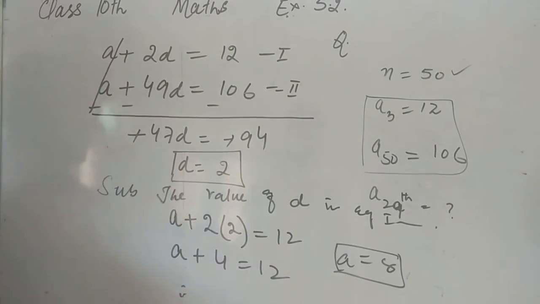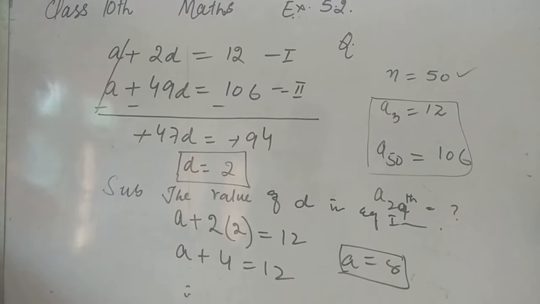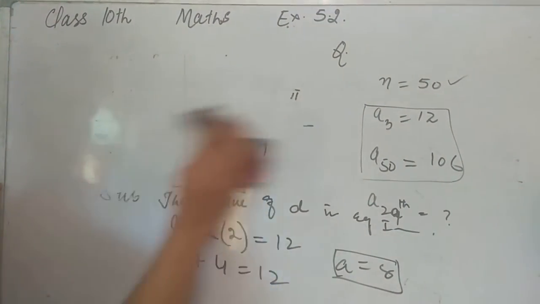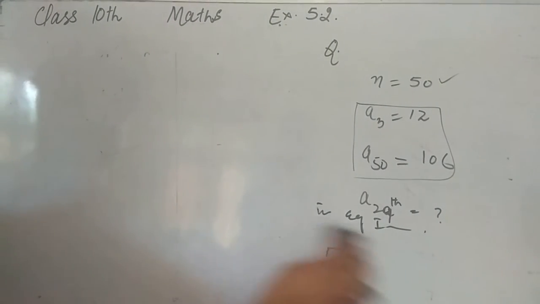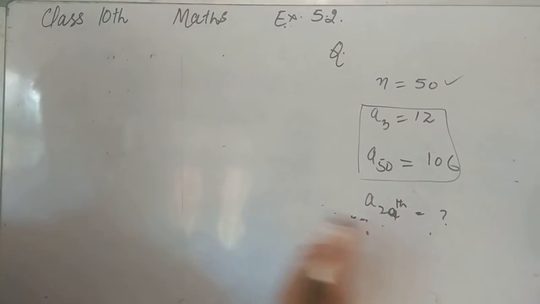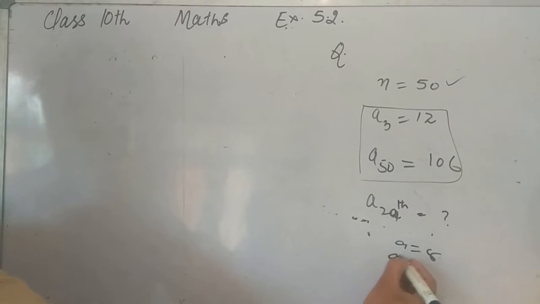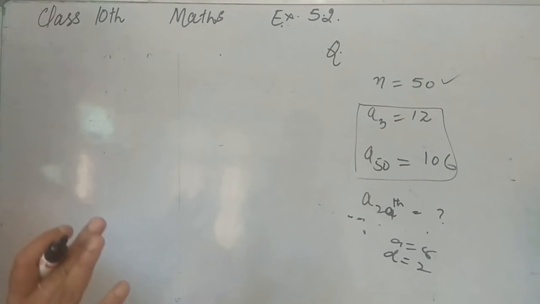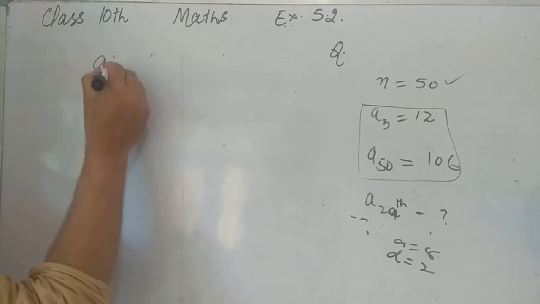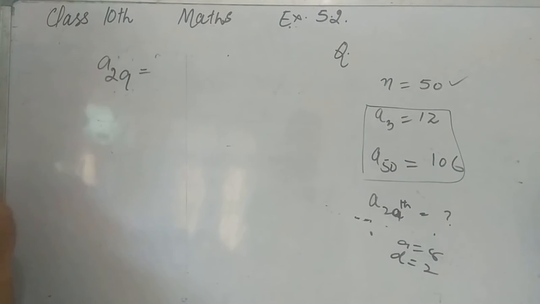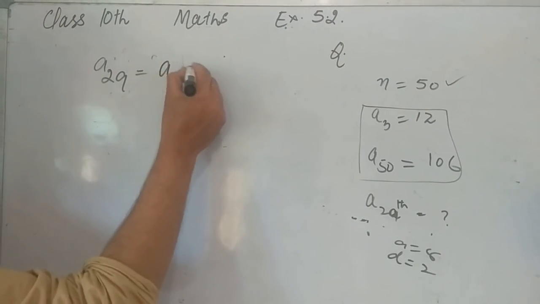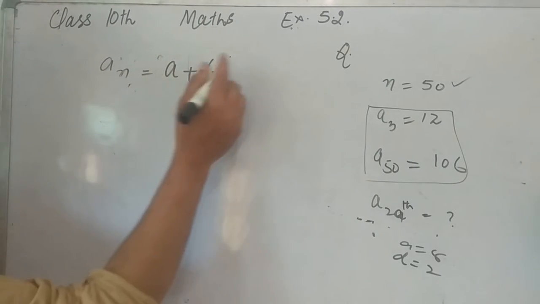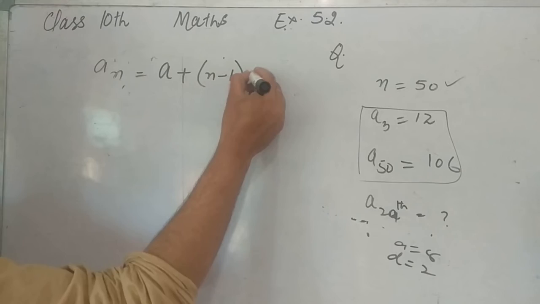Now we can find any term of the arithmetic progression. Now as per the question, we have to find the 29th term. Now dear students, here a is equal to 8 and d is equal to 2. Now we can find the 29th term, or any term of this arithmetic progression. We can write an is equal to a plus n minus 1 into d.